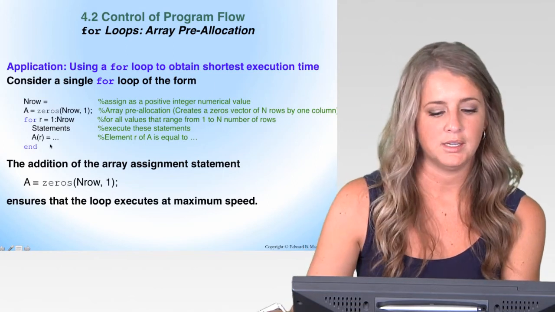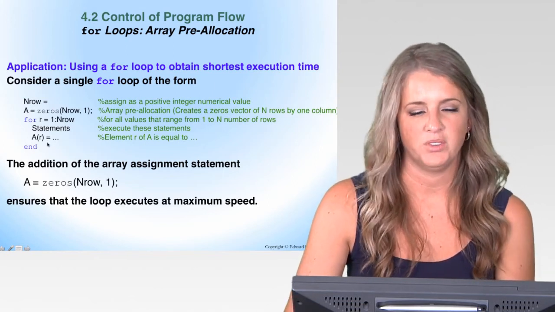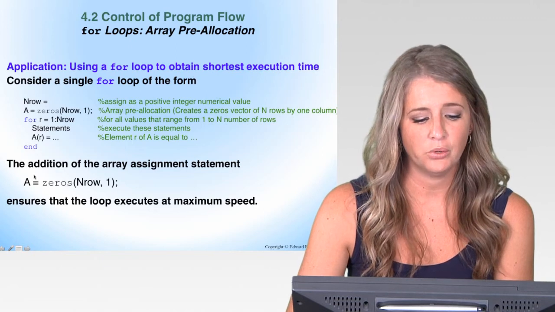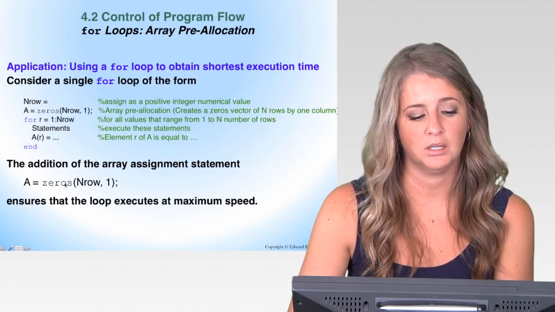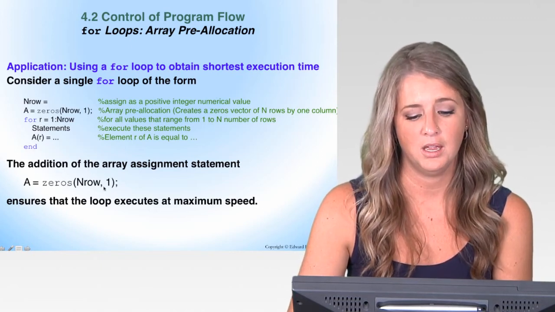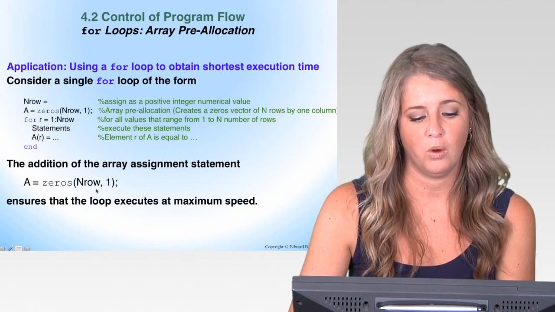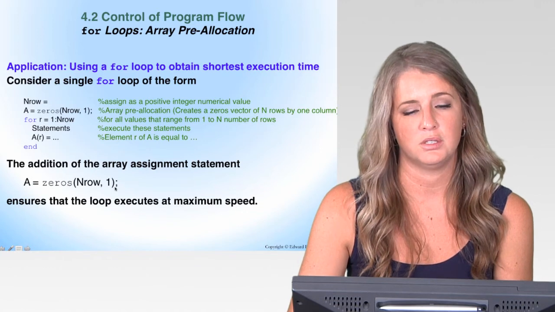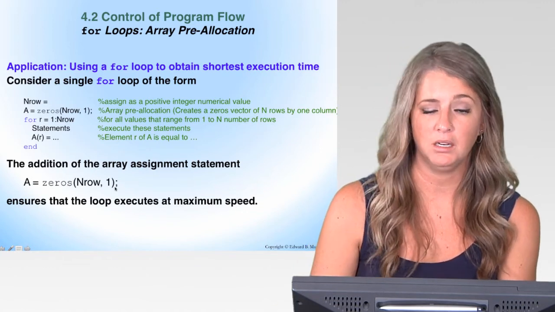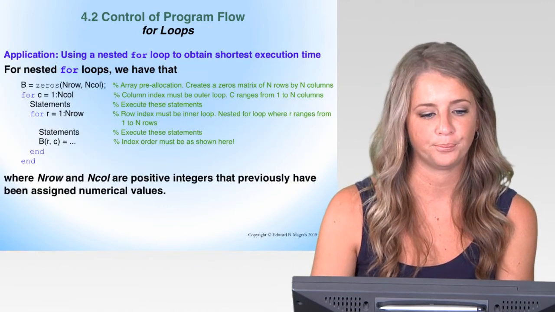Again, we'll go into examples in the next video that demonstrate this in a little more detail. The specific thing that we need to note here is the array assignment statement, which is this zeros n rows by 1. This is what ensures the maximum speed for the execution time.